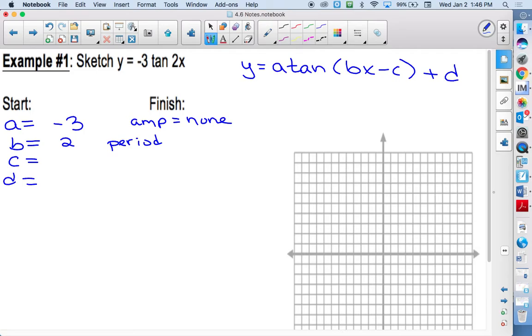So what's the regular period? Michael? It'd be pi over 2. Yeah. So it's usually pi over b. Well, that's pi over 2 now. So instead of 2 pi, it's now pi. It's half because we're talking about tangent.